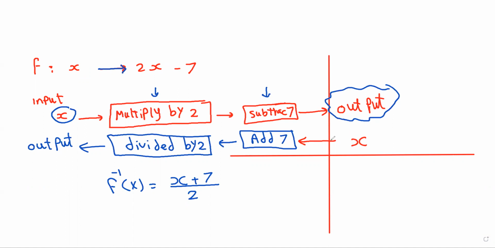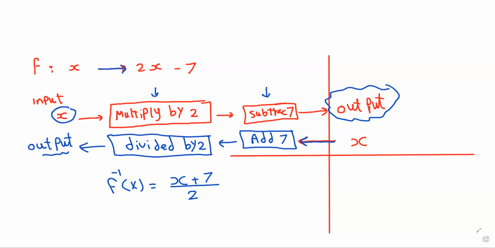I want to get the inverse function. So just change all operations. Instead of subtracting 7, we go back from x, so add 7. Then instead of multiplying by 2, change multiplying into division, so divide by 2, and you will get the output. So the inverse function is x plus 7, then divide by 2.